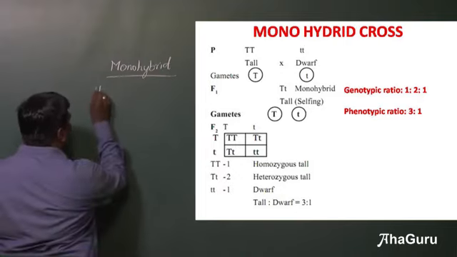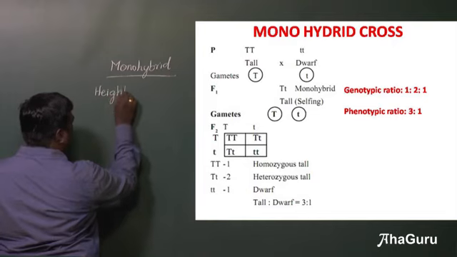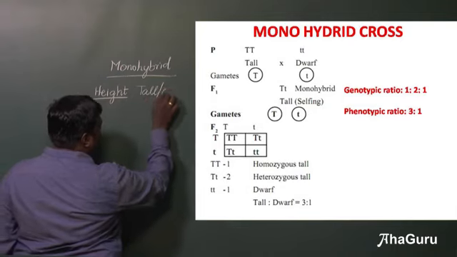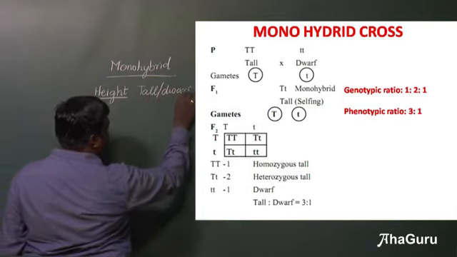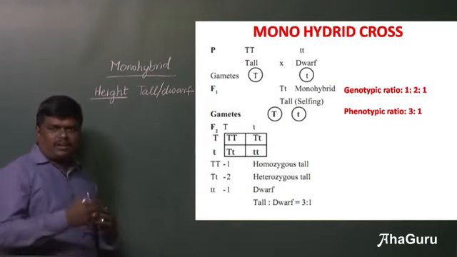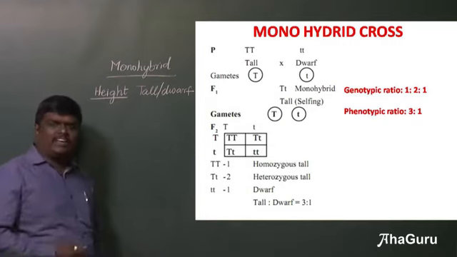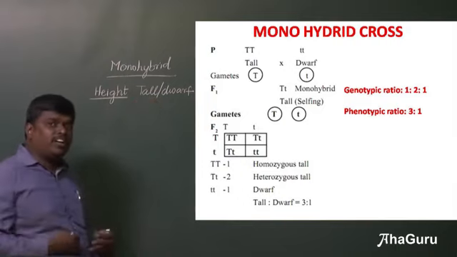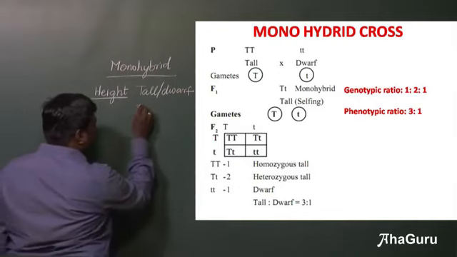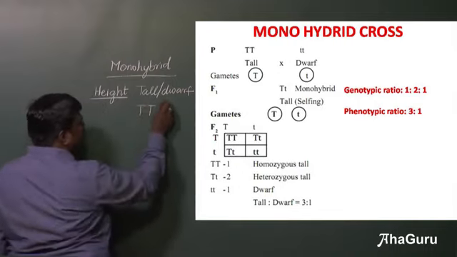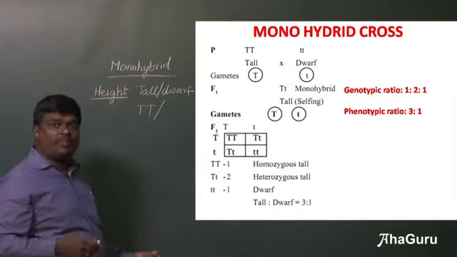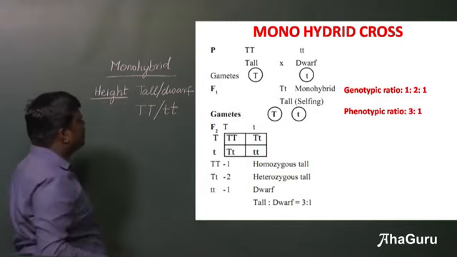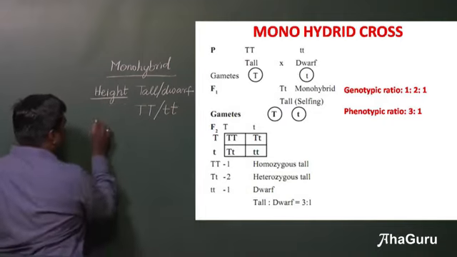The character he selected is height. What are the contrasting characters? One parent plant is tall, the other parent is dwarf. In those experiments, he identified that the tall plant is expressed more in all the generations. So capital T is given to this plant because it is dominant, and the dwarf plant is small t. So this is the parent. There are two parents here.